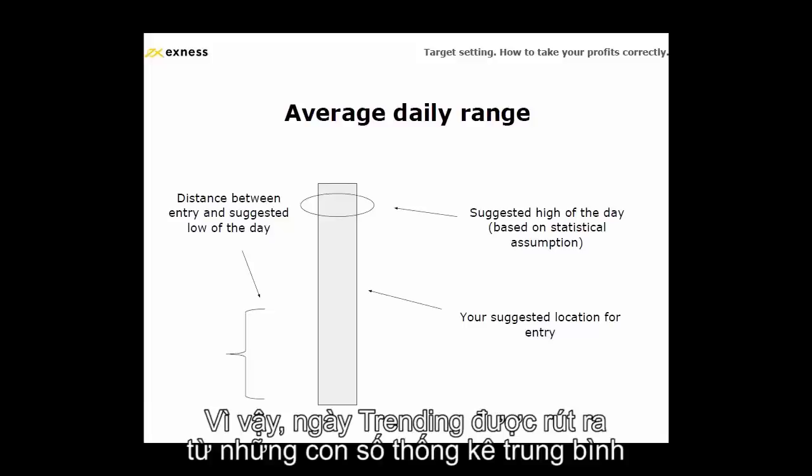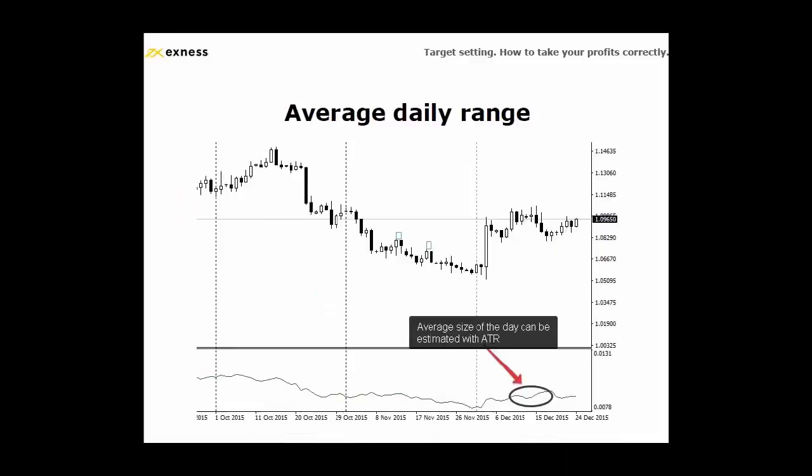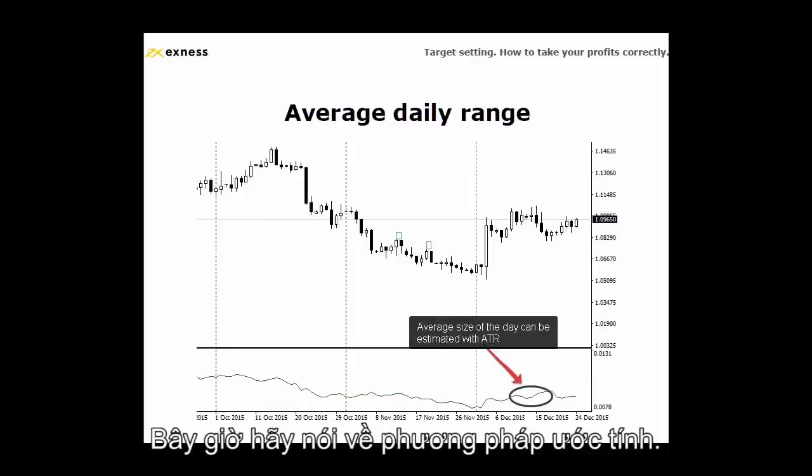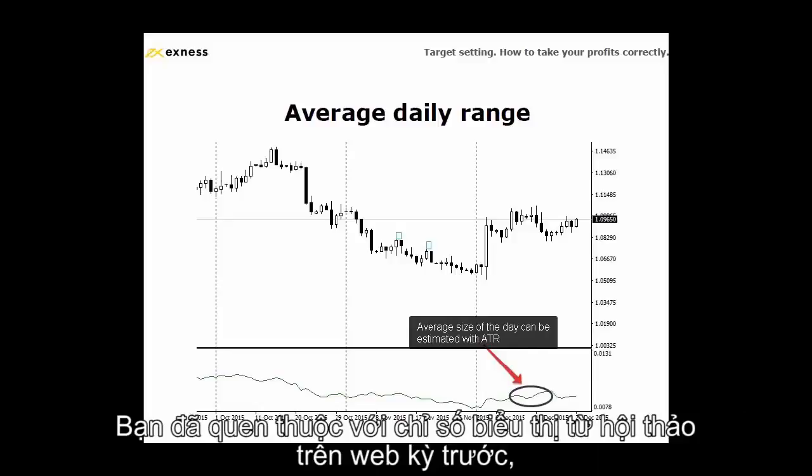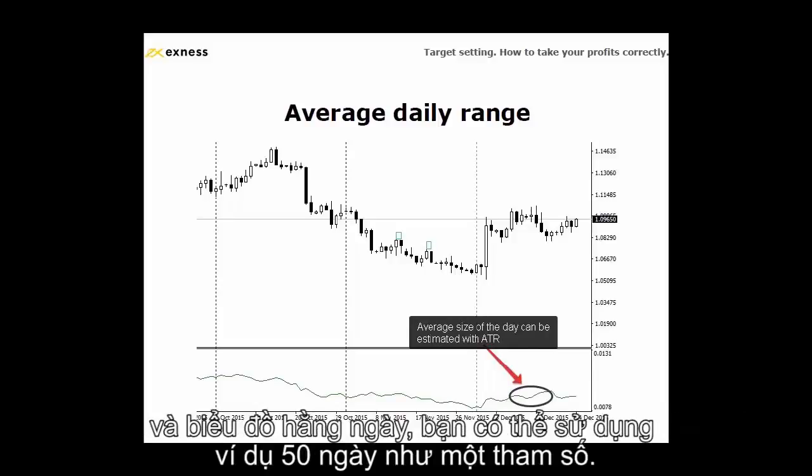So trending days fall out from average statistical numbers. Now let's talk about methodology. To measure the average size of the bar, you can use the Average True Range indicator, or ATR. You are familiar with this indicator from the previous webinar. And for the daily chart, you can use, for example, 50 days as a parameter.